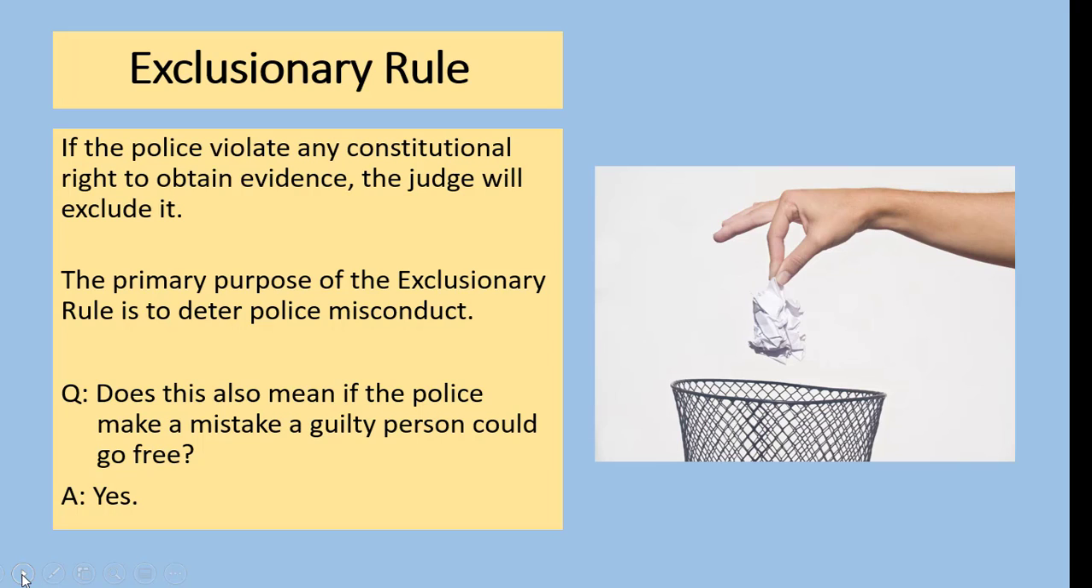We want police officers to follow the law. We want the police to conduct their investigations in compliance with the Bill of Rights. So what do we do if they violate the rights to get evidence? We have the judge exclude it. This deters the police from getting evidence in violation of the Constitution. And does it also mean if the police make a mistake, a guilty person could go free? And the answer to that question is yes, that's exactly what it means.